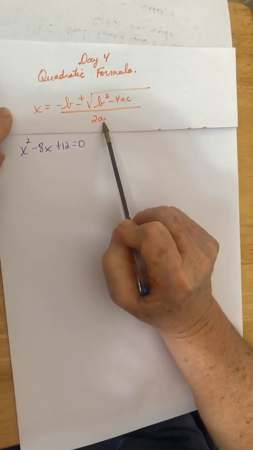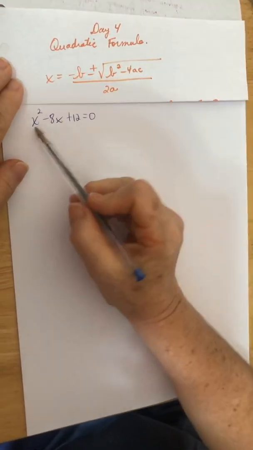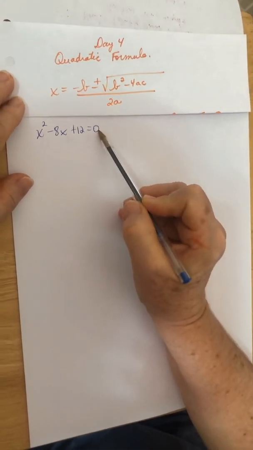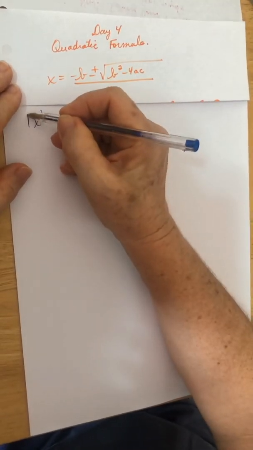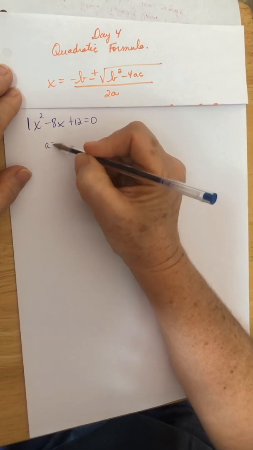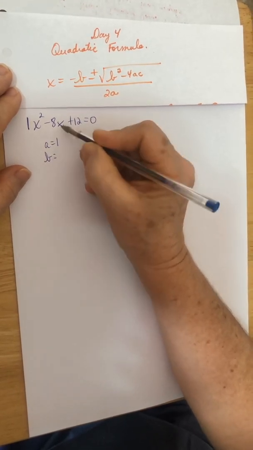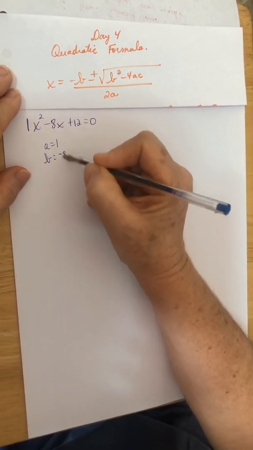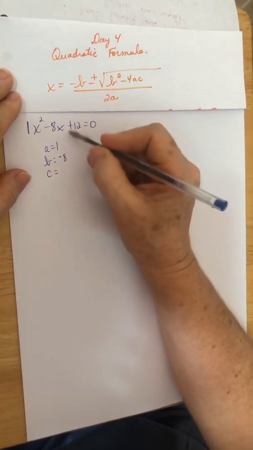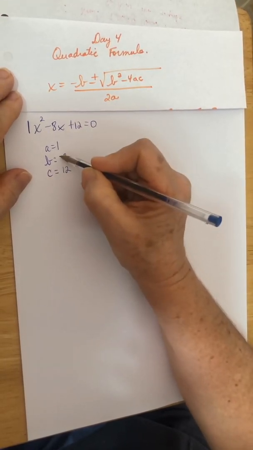Now, where does a, b, and c come from? If the equation is equal to 0, a would be the coefficient of the x squared, so in this case, a is 1. b is the coefficient of the x, in this case it's negative 8, and c is the constant, which in this case is 12.